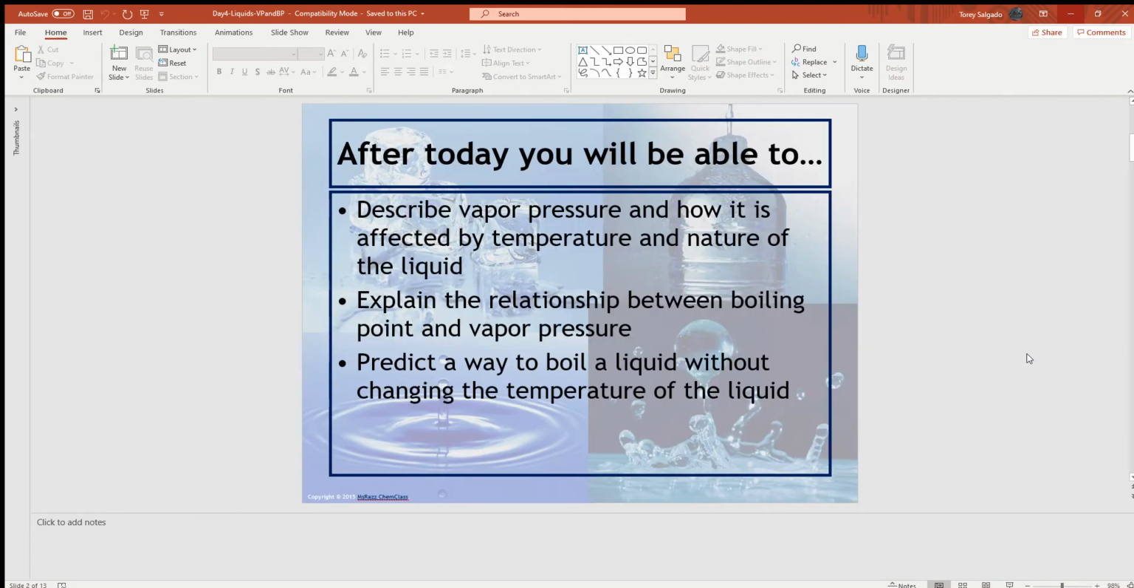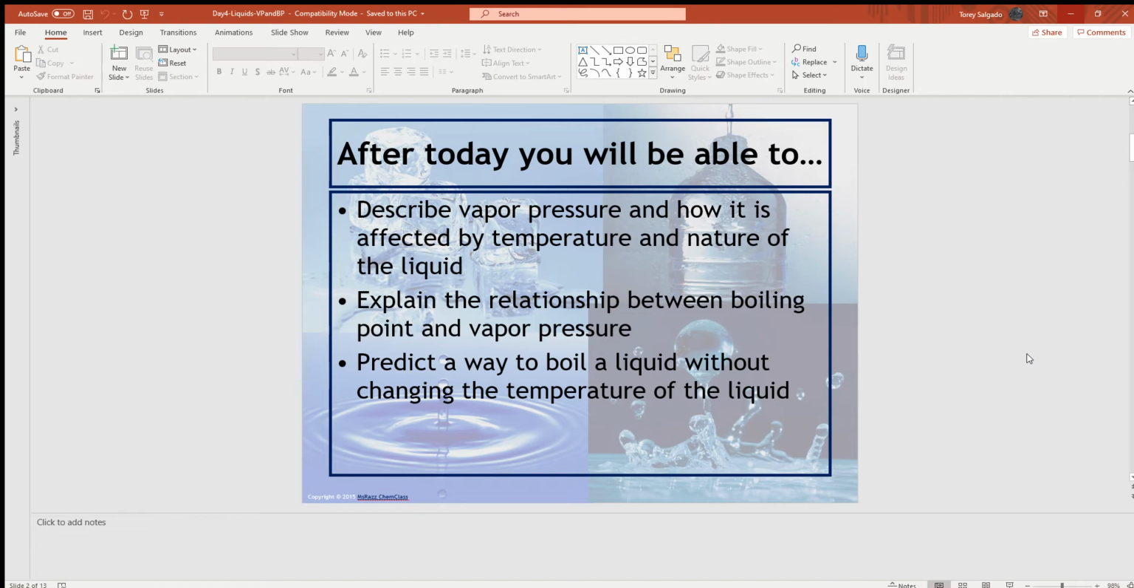After today's lesson, and throughout the lesson, you should be looking out for these things. Our goals for this lesson are to describe vapor pressure and how it's affected by temperature and the nature of the liquid. You should be able to explain the relationship between boiling point and vapor pressure. You might have a good concept of what boiling point is, but maybe not what vapor pressure is just yet. So we're going to take a look at that.